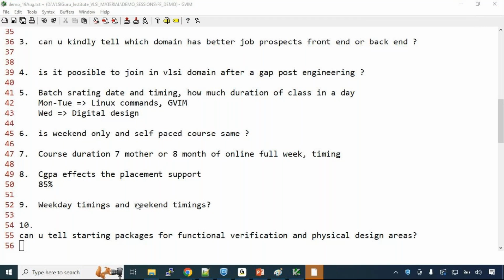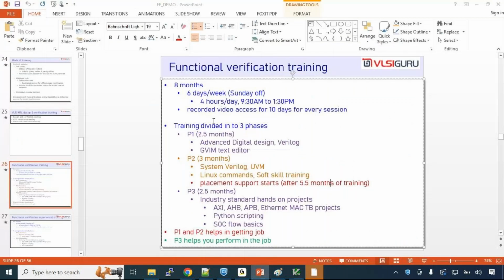Weekend timings. I told you weekdays will be the same thing, around 9:30 to 1:30 every day, but it can change a little bit because with many batches, sometimes we have to change the schedule a little bit. But it won't go to the evenings like that. Somewhere around 9 to 4, everything gets over.